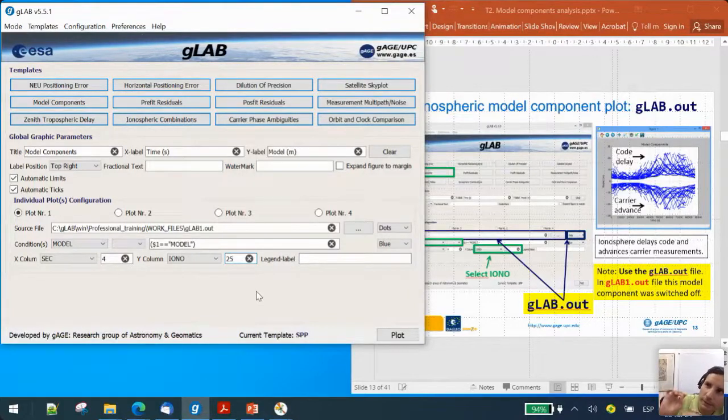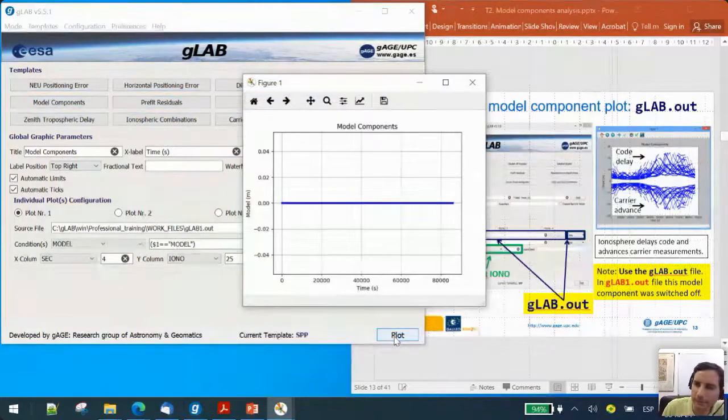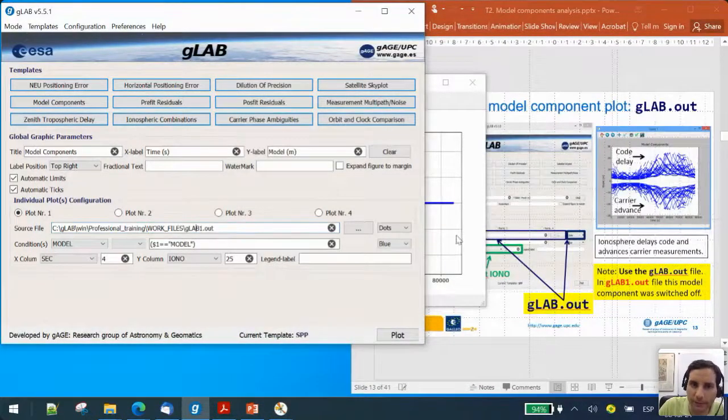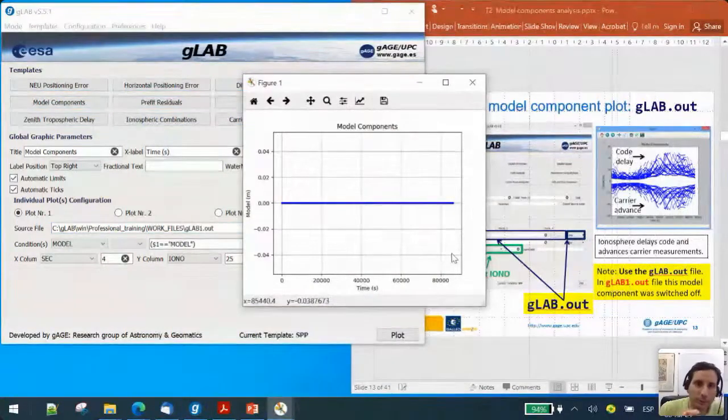Maybe some of you have already pressed the plot button, and maybe you are worried. Let me make this mistake so that we can try to see what is going on. If you have pressed the plot button, you will see a 0 line. Why? Well, this is the model. This is the model that we are using in the second processing in the glab1.out.